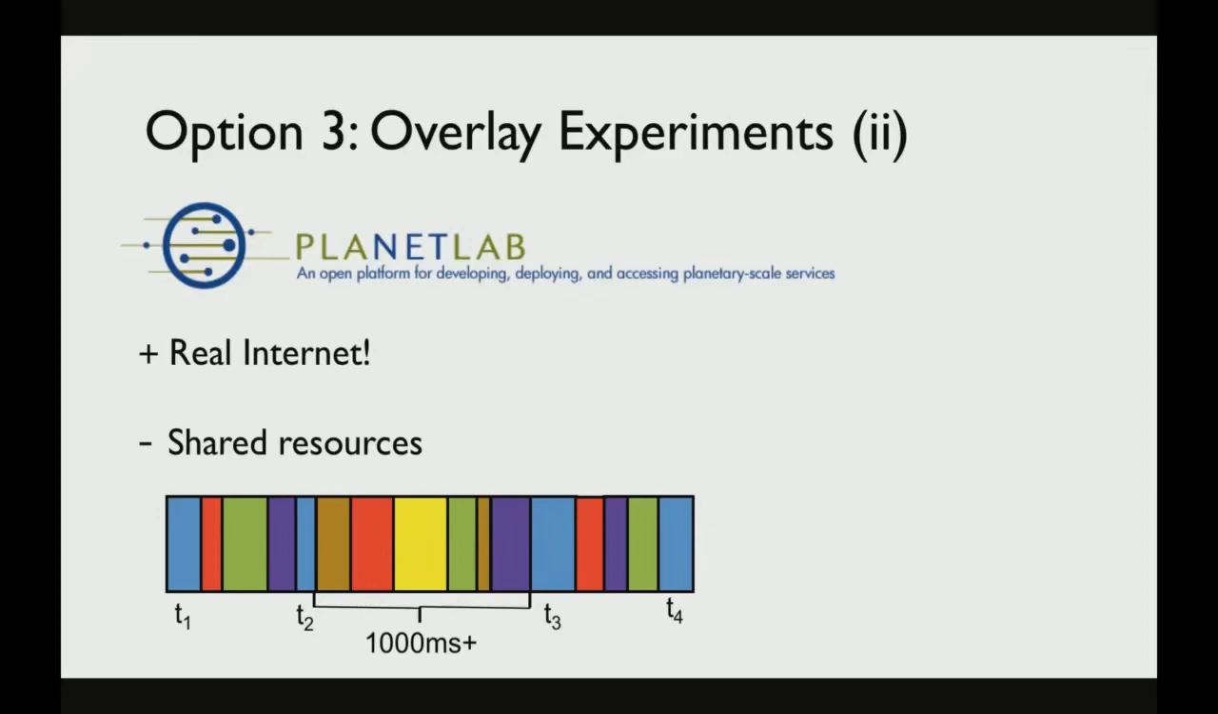Let's say you're the blue slice, so your experiment is in T1 here and then T2. And then you can get kicked out for maybe 1,000 milliseconds or a full second or more, which, if you're trying to do high fidelity experiments in terms of the timing of something, whether that's an attack experiment or a performance related experiment, turns out, well, okay, that's not so good.